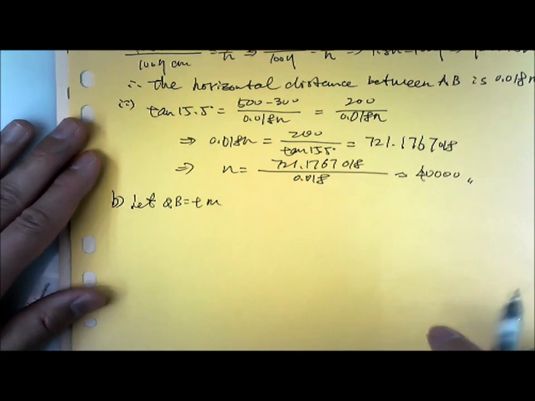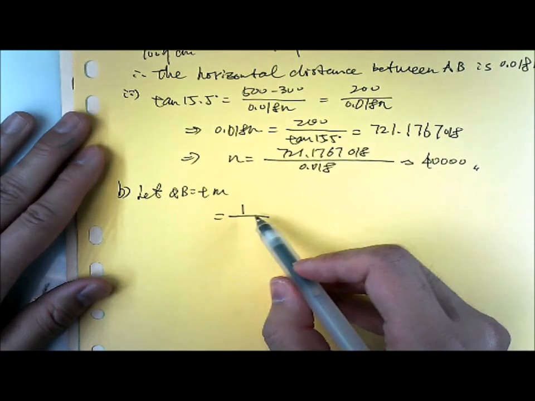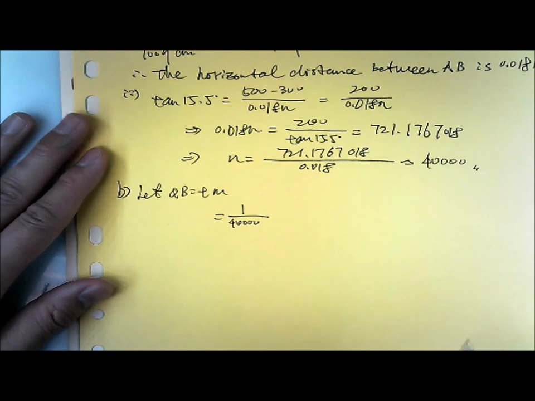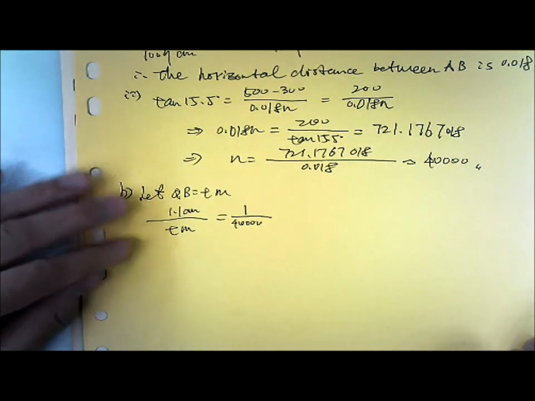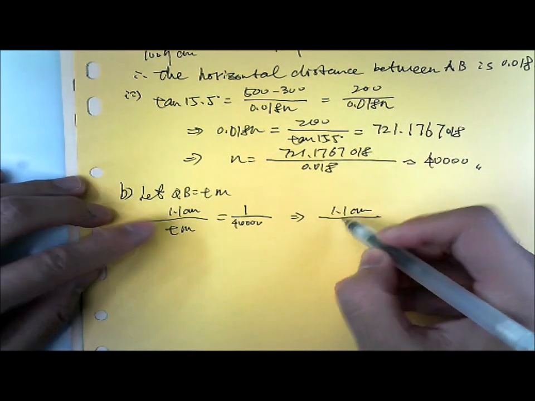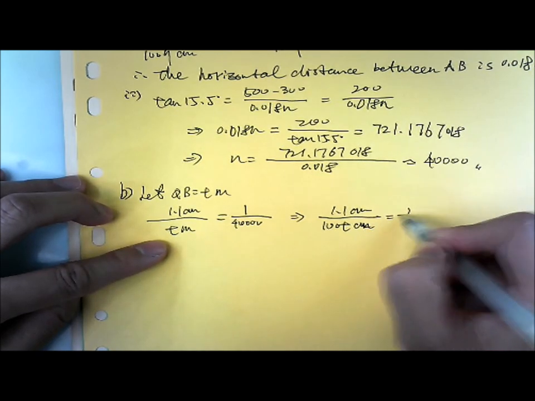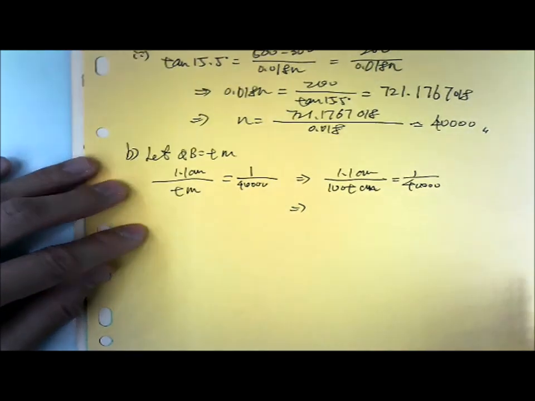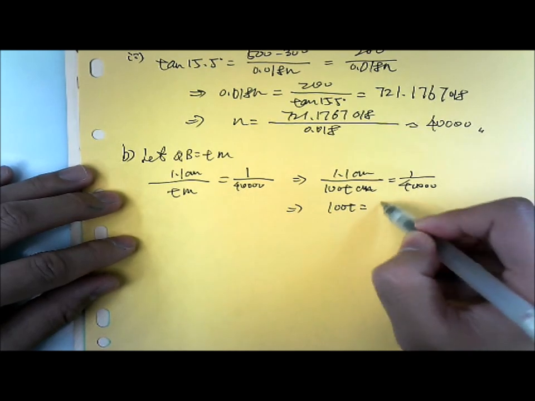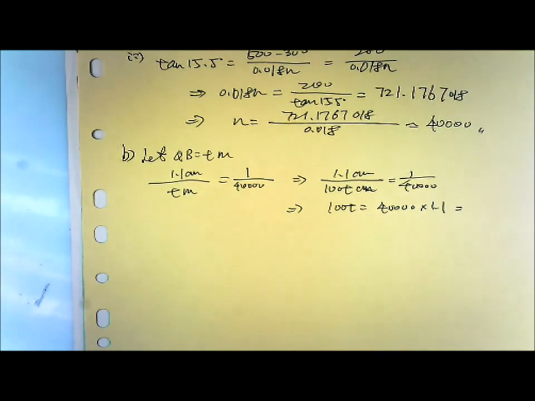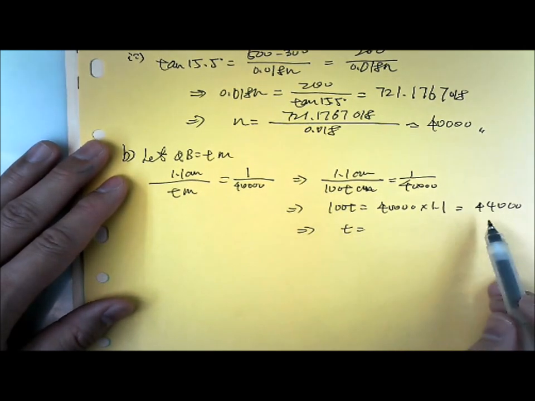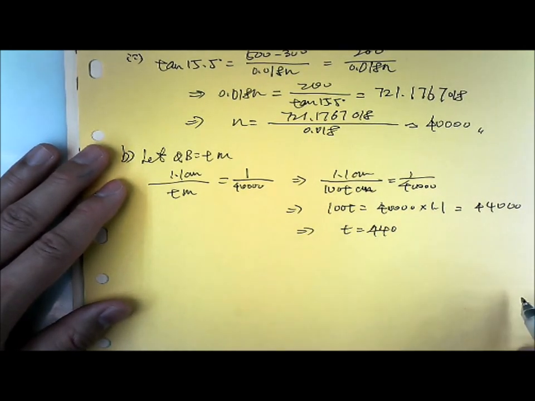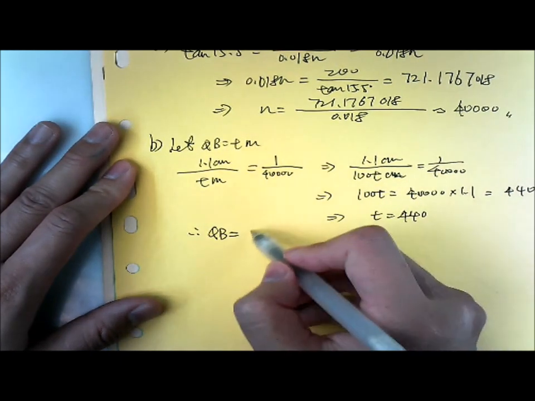Again, use the same method. Just 1 over n, because the n here you calculated to be 40,000. Use 40,000. And then on this side you have 1.1 above, and tm below. You see different units, right? We change it times 100, so 100 t cm. When the units are the same, you can cancel it and do the cross. You can calculate a bit: 44000. Dividing both sides by 100, you got 440. So actually QB equals 440 m. You can mark here 440 m.